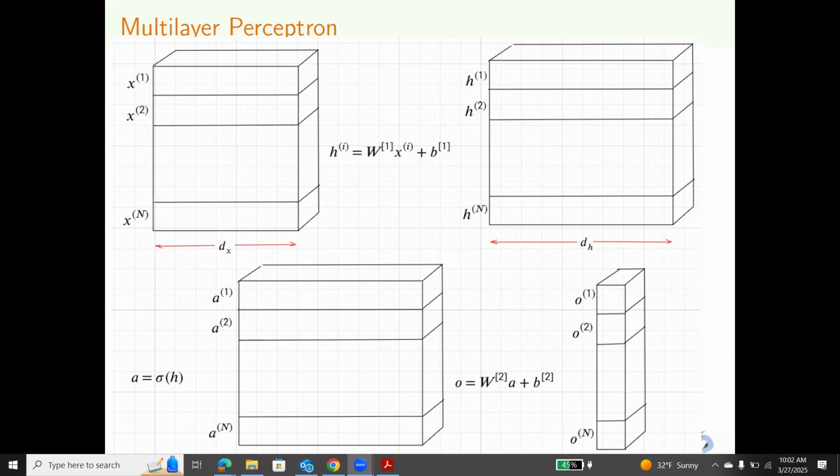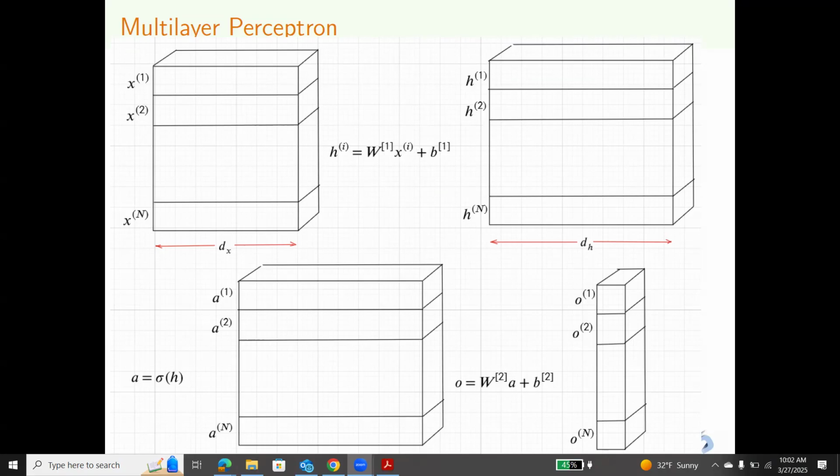This is the visualization of our multi-layer perceptron. We have inputs. Input is a batch of data where data are in the rows of this matrix X. The dimension I denoted by dx, the number of features. N is the number of input points.